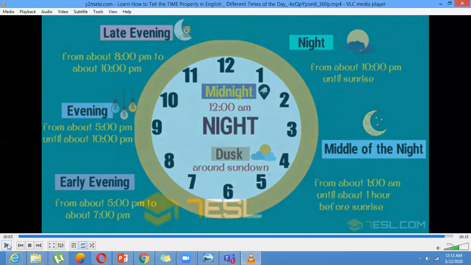Night starts from 10 p.m. until sunrise. Midnight is 12 a.m. and the date changes at midnight. Middle of the night is the whole time duration between 1 a.m. until 1 hour before sunrise.